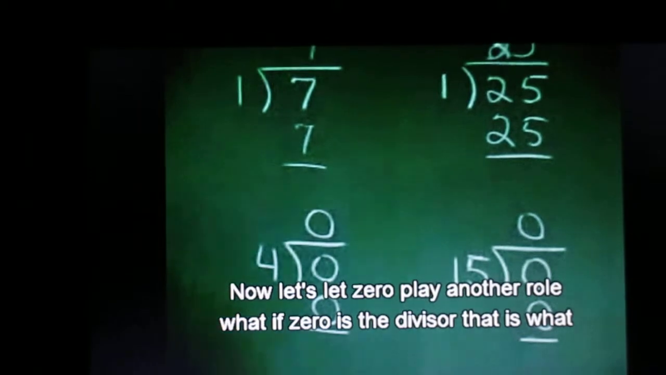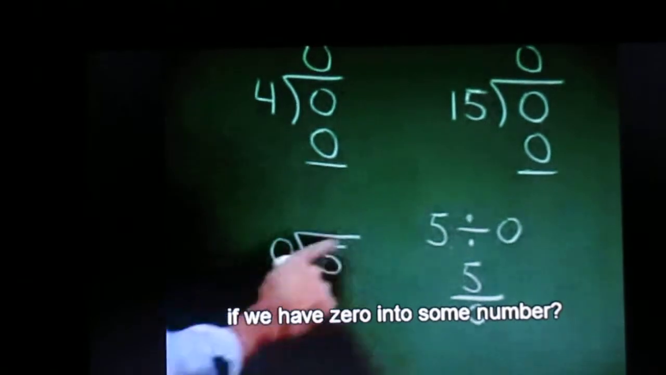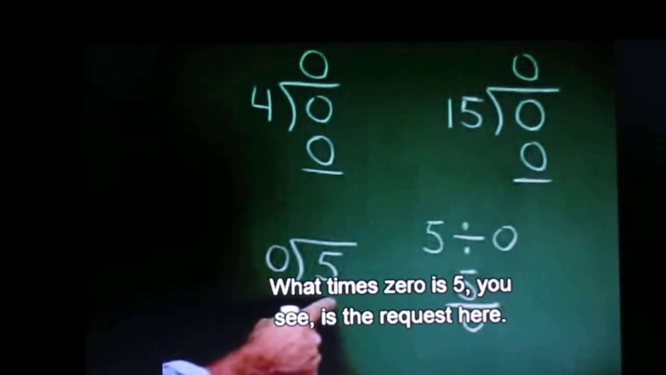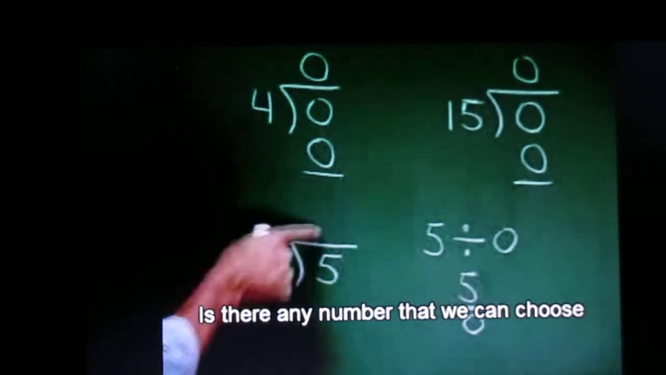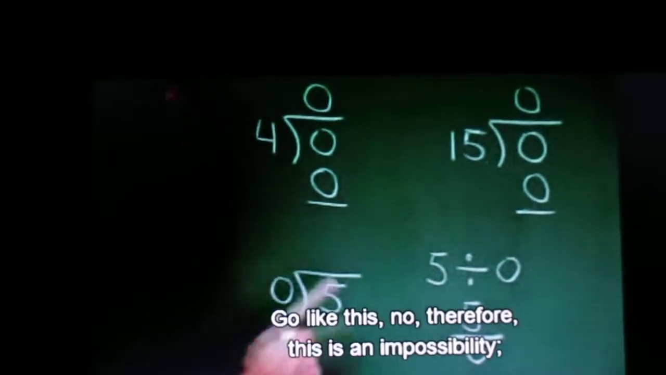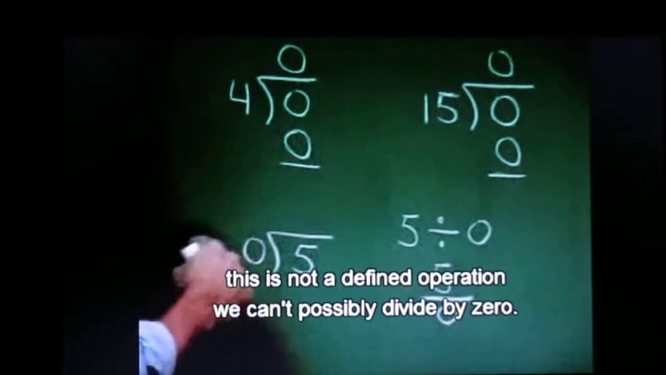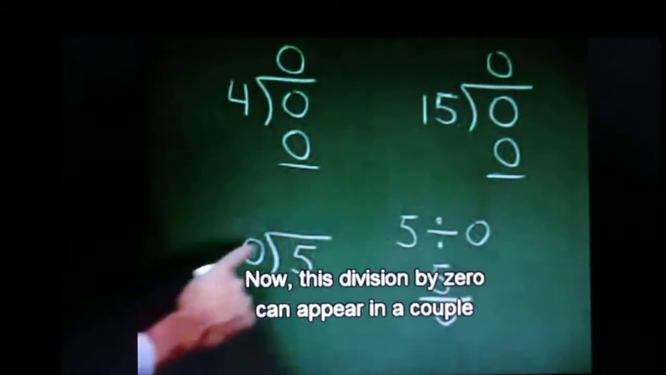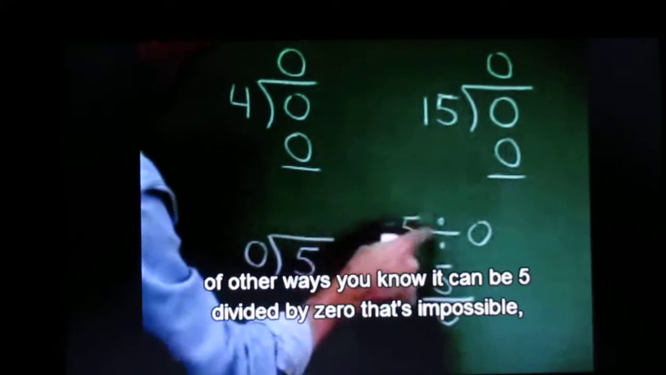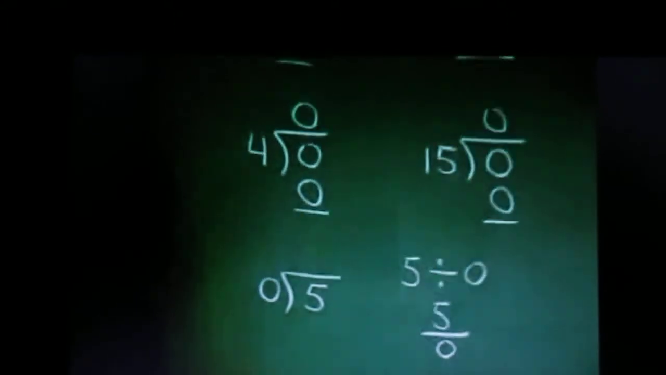Now, let's let 0 play another role. What if 0 is the divisor? That is, what if we have 0 into some number? What times 0 is 5? That is the request here. Is there any number that we can choose that we can multiply times 0 to get 5? No! Therefore, this is an impossibility. This is not a defined operation. We can't possibly divide by 0. Now, this division by 0 can appear in a couple of other ways. It can be 5 divided by 0. That's impossible. 5 divided by 0 like this? Impossible.